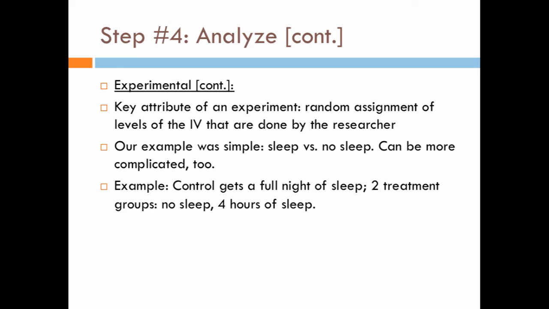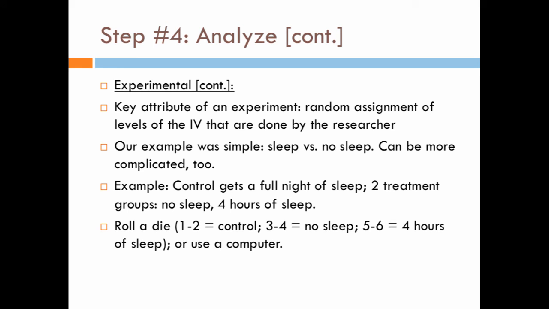And we could randomly assign students to the control or treatment groups by a roll of a dice. Say 1 or 2, you wind up in the control group. 3 to 4, you get no sleep. 5 to 6, you get 4 hours of sleep. Or easier yet, we could use a computer.